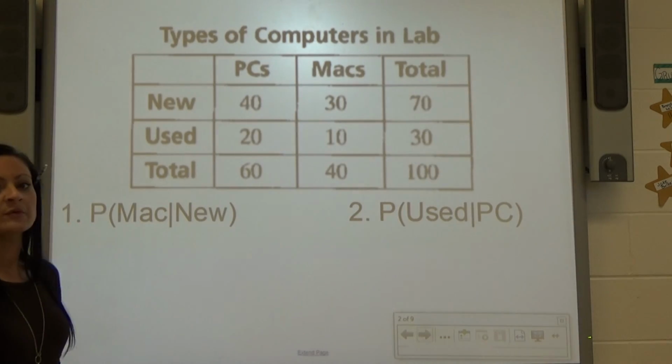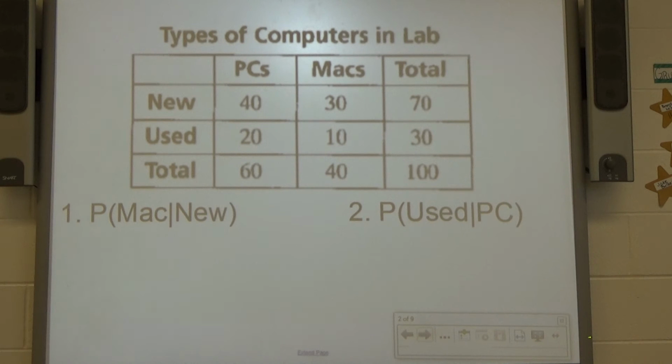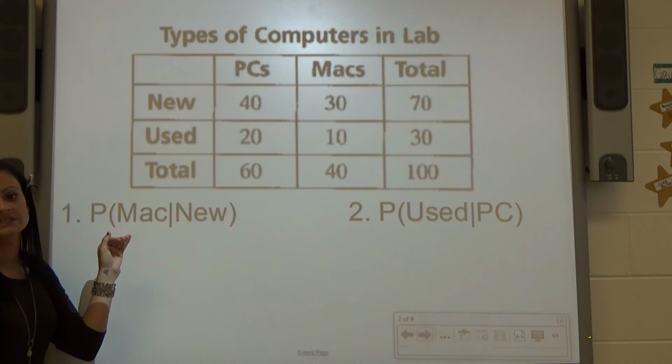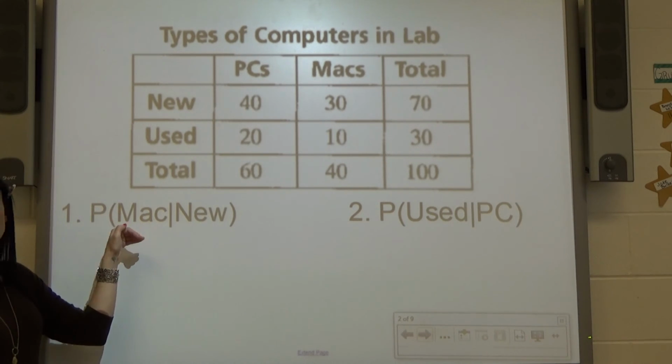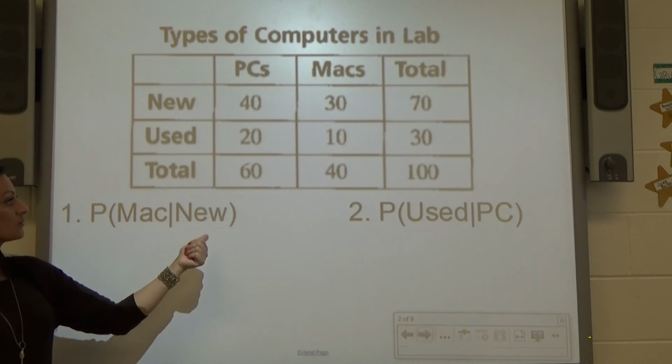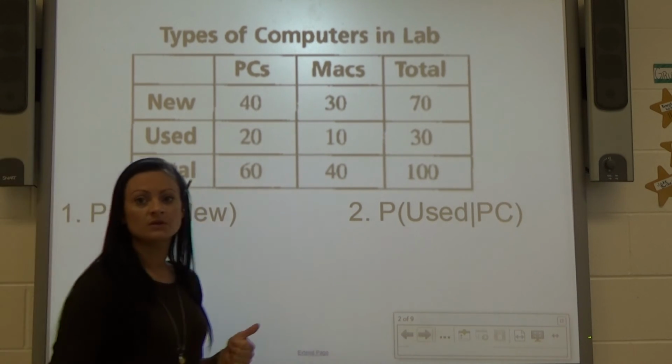So our first example problem, we're going to use a two-way table. This two-way table shows us different types of computers that are in a computer lab, and if they are new or if they are used. I've given you two different problems here using my conditional notation. This first question is going to ask us to find the probability that the computer is a Mac, given that the computer is a new computer.